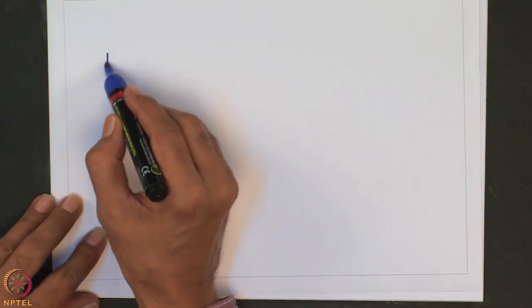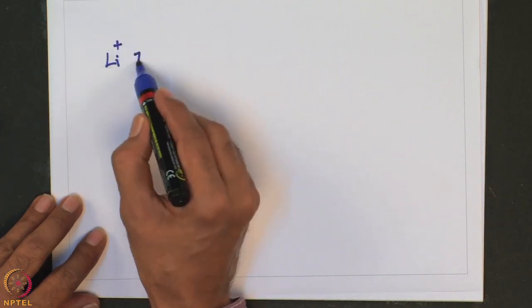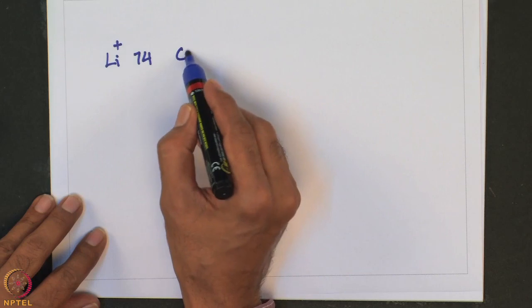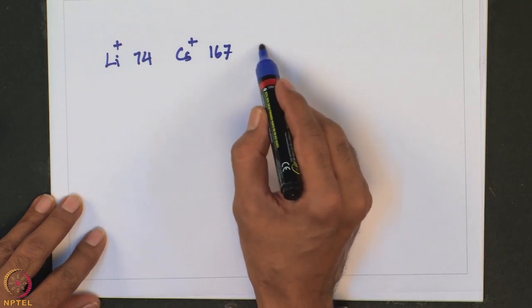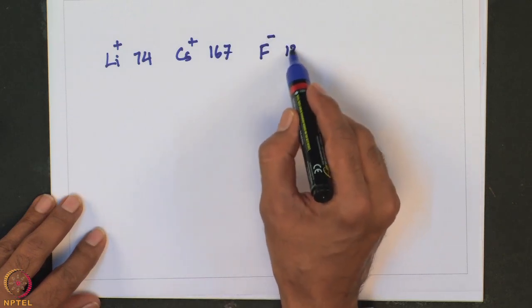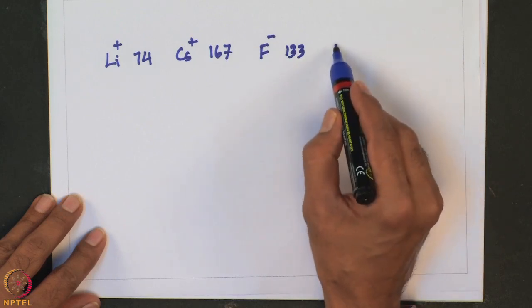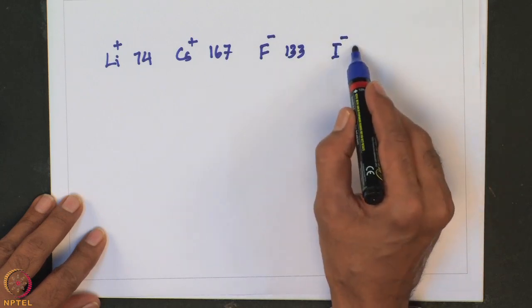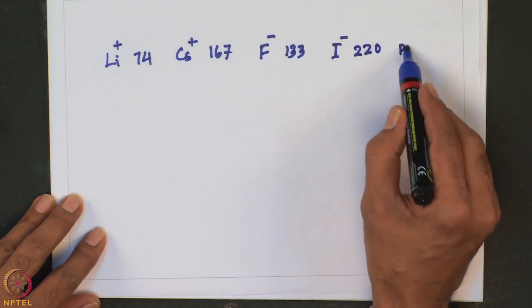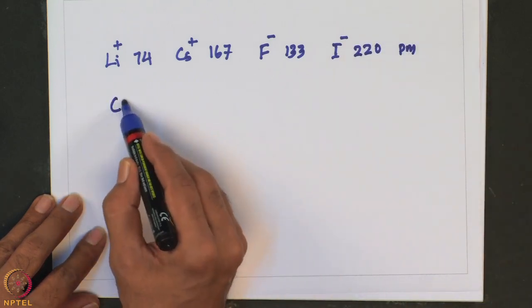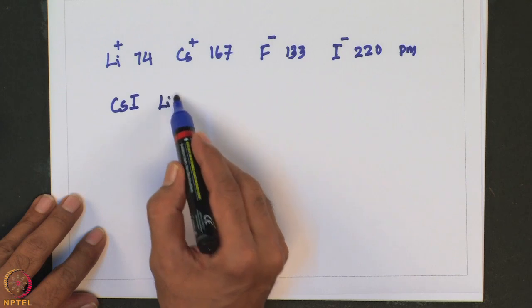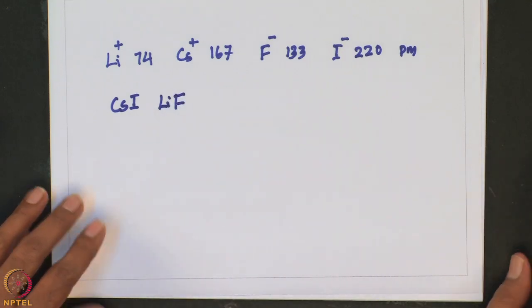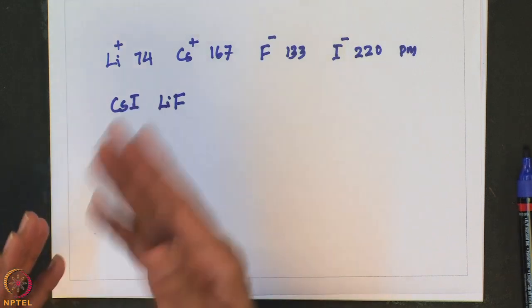So, the given values are there. Lithium plus is 74 and cesium plus is 167 picometer, and then we have fluoride given as 133 and iodide as 220. All are in picometers. Now we have to find out the cesium iodide and lithium fluoride structural types. So, now we have to use the radius ratio rule, and I have already listed it here.